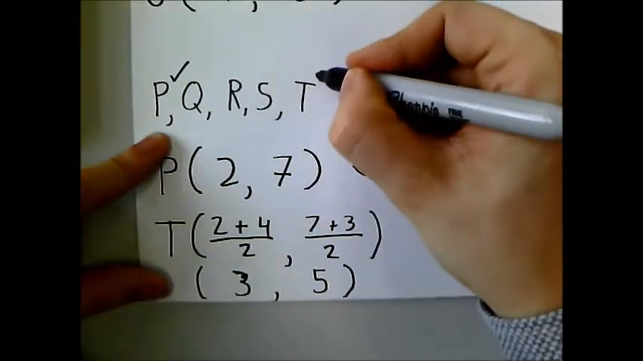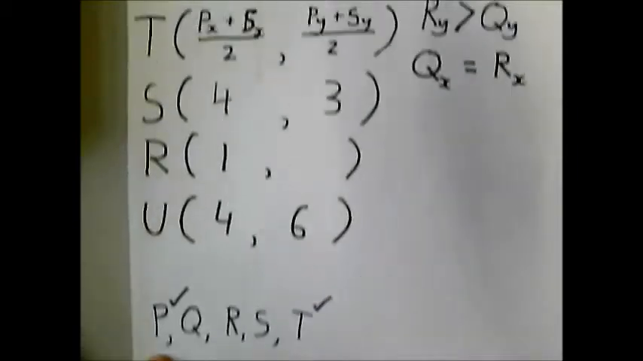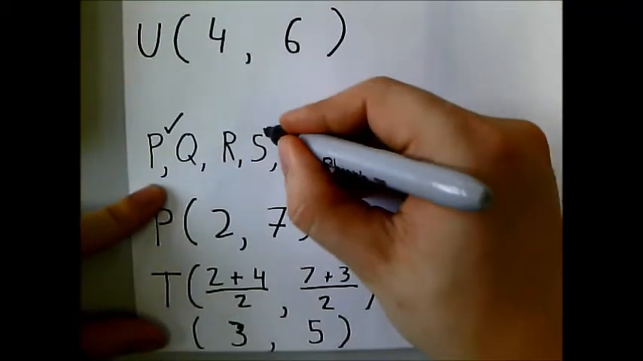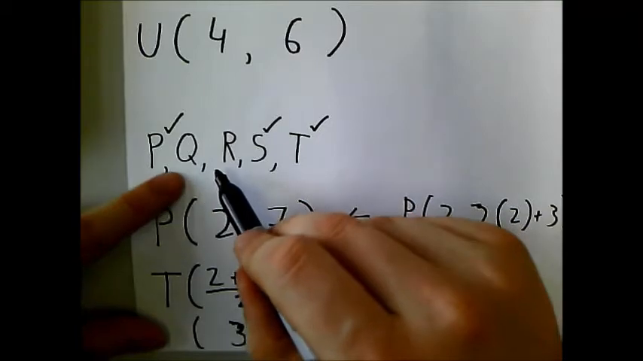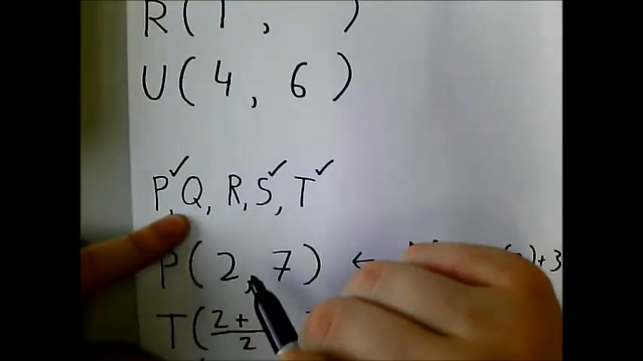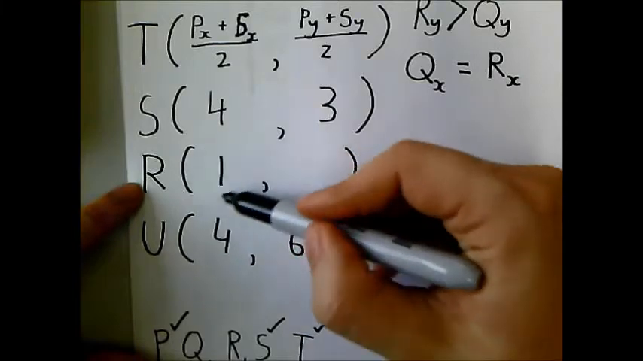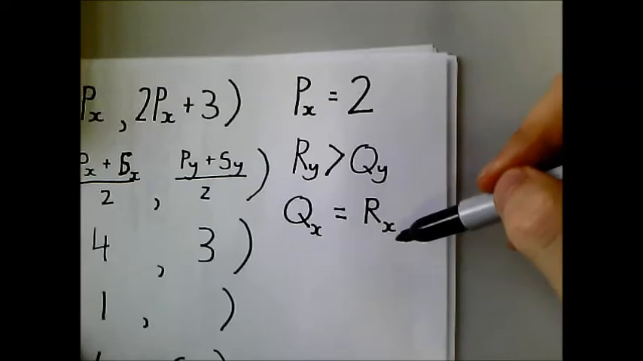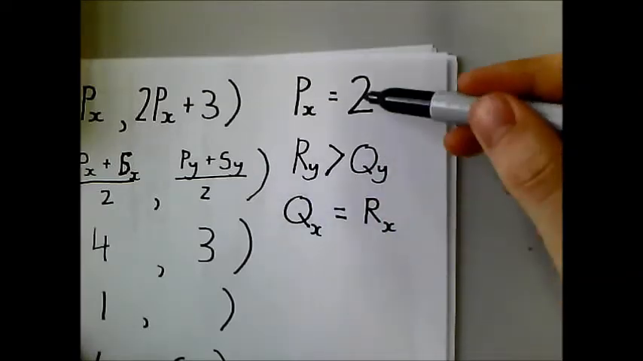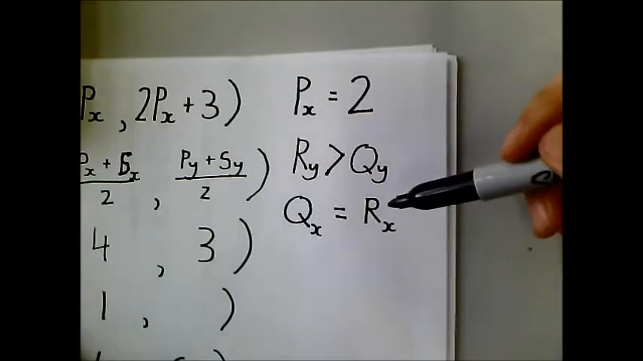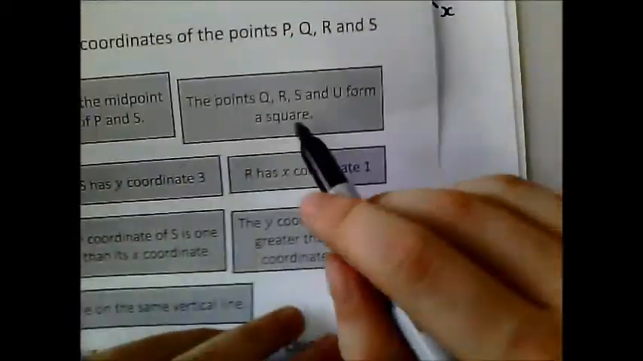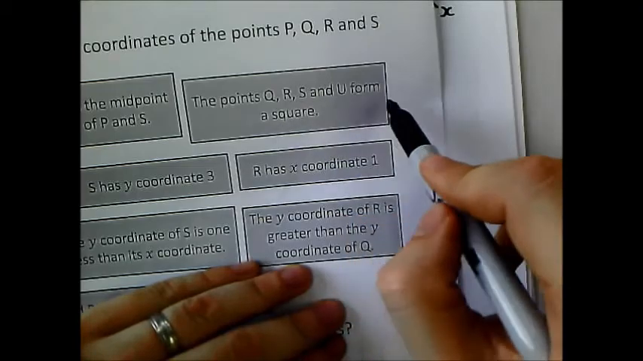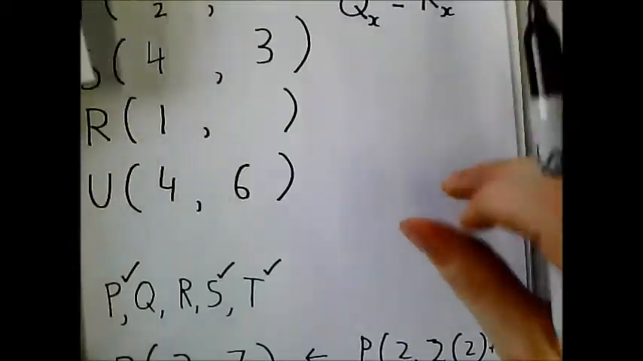We've done P, we've done T, and we've been given S. So now we need to look at Q and R. At the moment I've got some of R but not all of it. I'm going to look at my clues here and see that I've got no more information really that I can work with. So now I need to use my final clue, which is the points Q, R, S and U form a square. Now this one's a little bit more complicated, so we're going to sketch what this looks like.